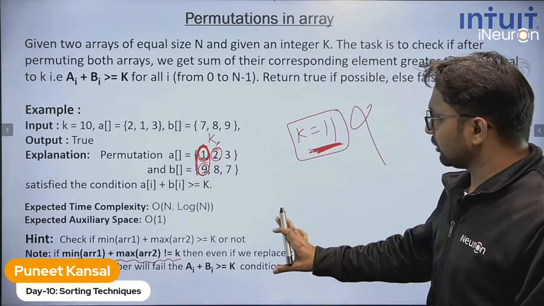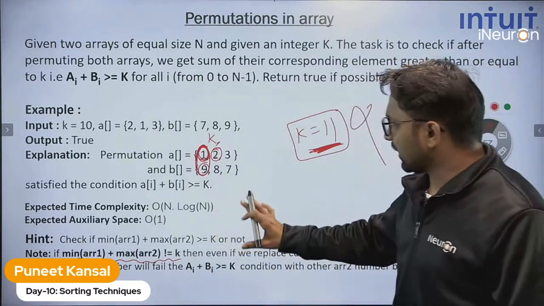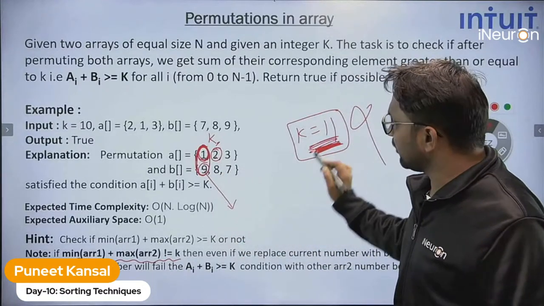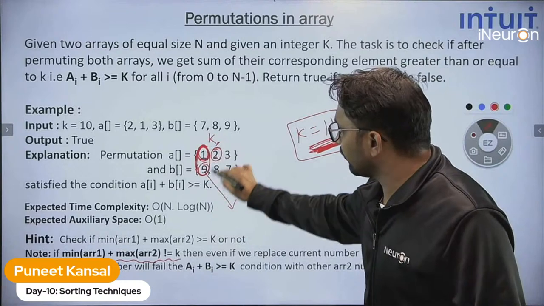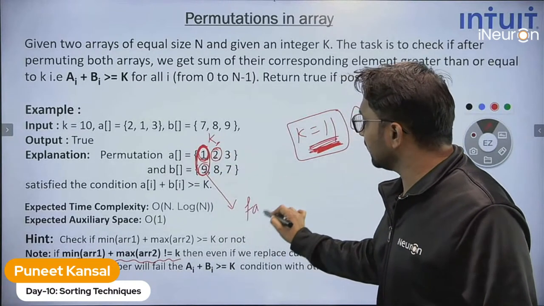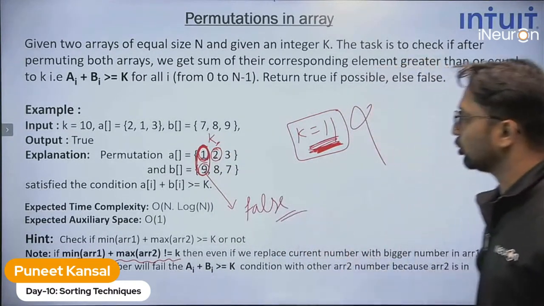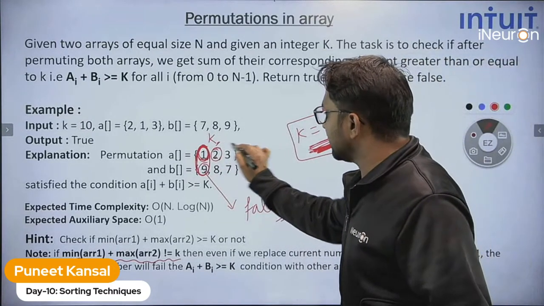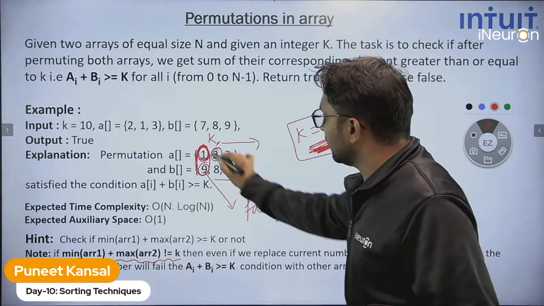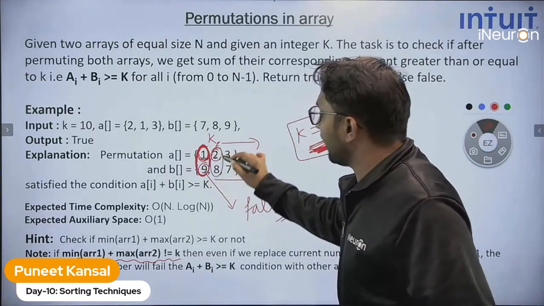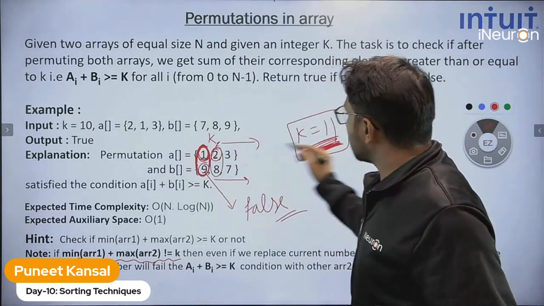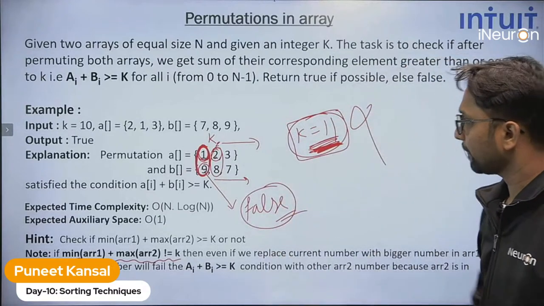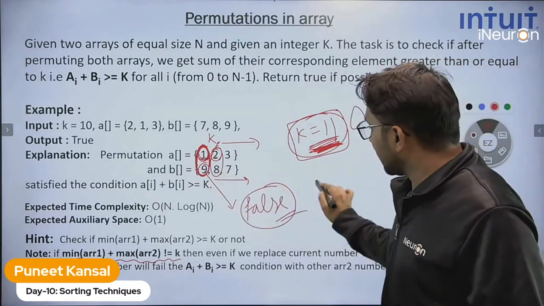Why? See, this is the only point. What I'm saying is that if this fails, k value is 11, and we are failing over here, we will immediately return false. This is our algorithm. What algorithm are we using? We are arranging this in increasing order, this in decreasing order, and then we are summing these elements. If anywhere this sum is not leading to this value, we will return false. This is our algorithm. Now I'm saying, let me fail your algorithm.